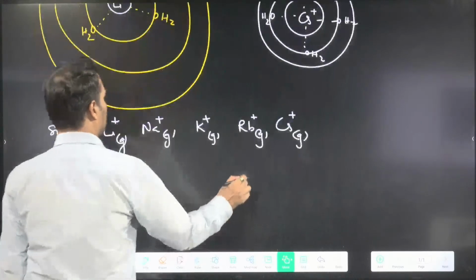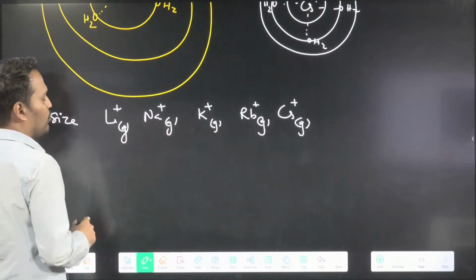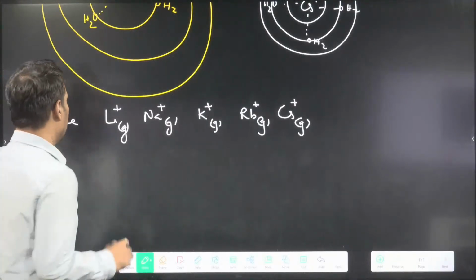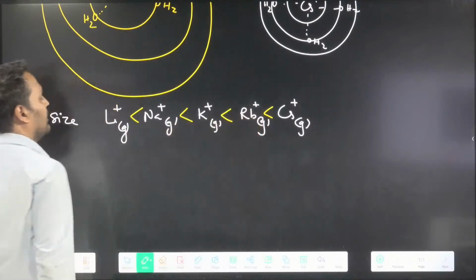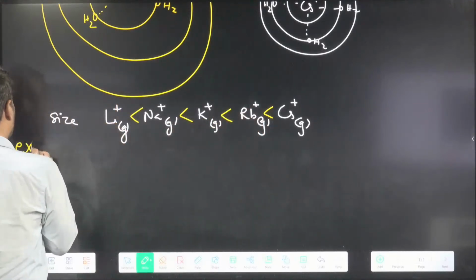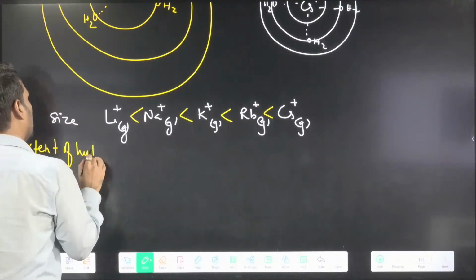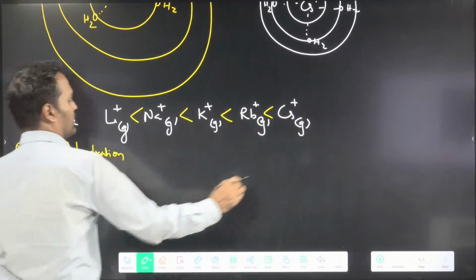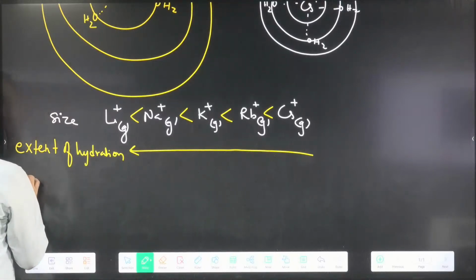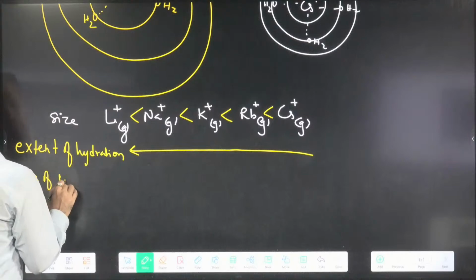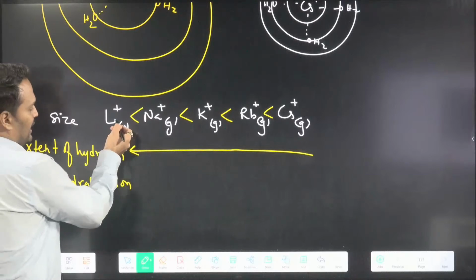They are gaseous ions. So in the gaseous phase, you tell me a few things now. In the gaseous phase, who is the smallest? Lithium. Lithium is small, so what is the extent of hydration? What will be the order for extent of hydration? Lithium is small, so hydration is more. Then they will ask you the size of the hydrated ion. Small size, so more hydration.